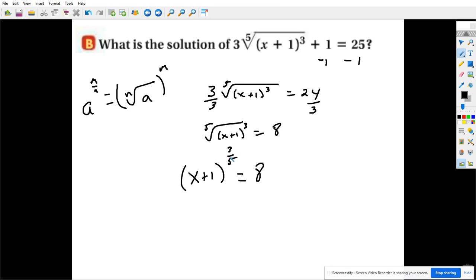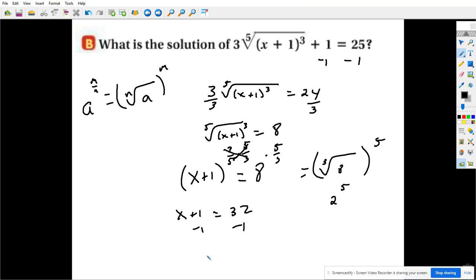So now, how do I get rid of a fractional exponent? I raise each side to the reciprocal power. So I've got x plus 1, right? This cancels. What does this really mean? It means the cube root of 8 raised to the 5th power, where the cube root of 8 is 2, and then 2 to the 5th power is 32. So then I subtract 1, and you get x is equal to 31.